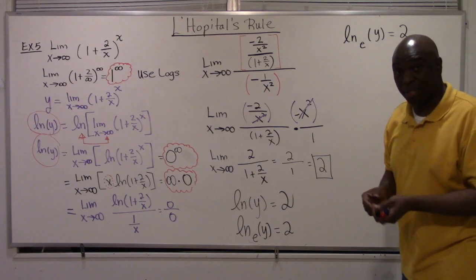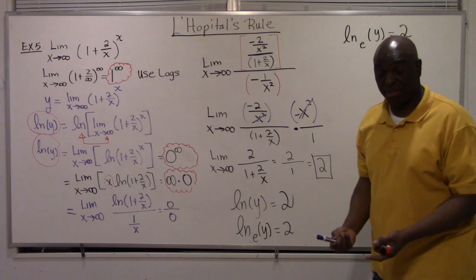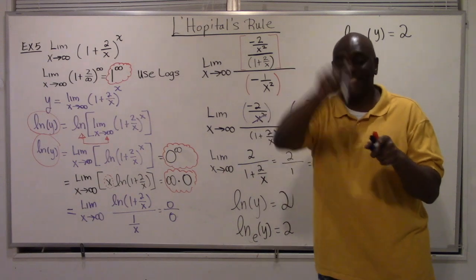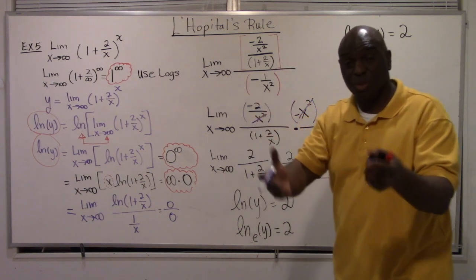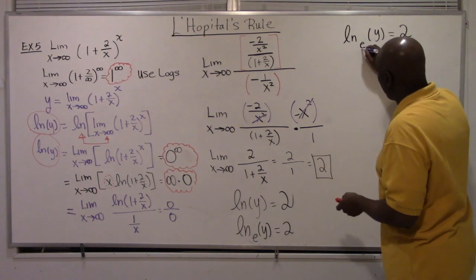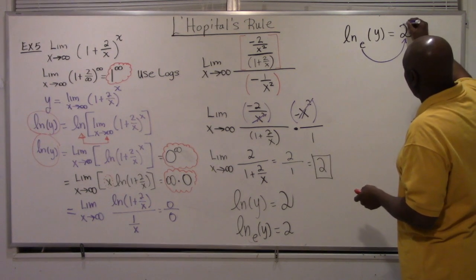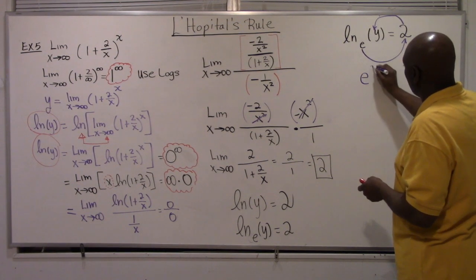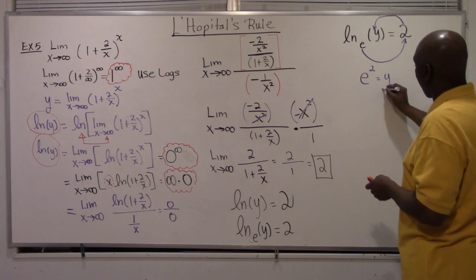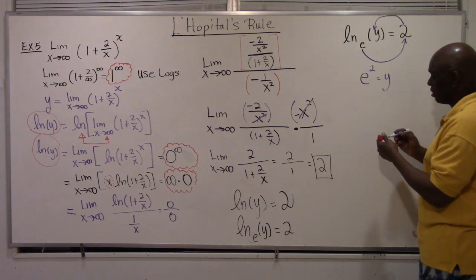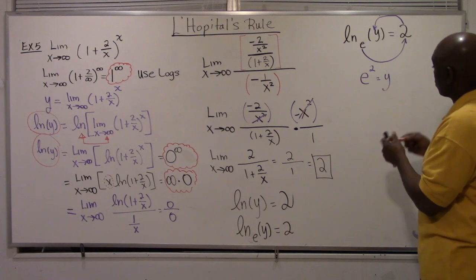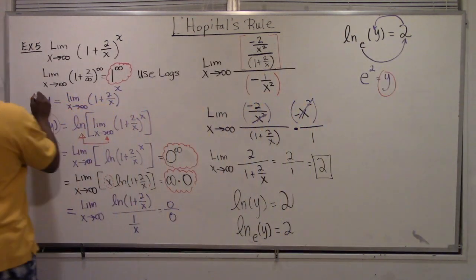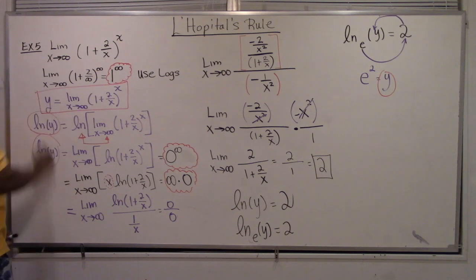I call this wheels on the bus. Just go around in a circle. Start from the base and go around, because the wheels on the bus go round and round. So start with the base, grab the power, and it equals the argument. So e to the power of 2 equals y. So that's what y is. Now let's put it all together, because y, ladies and gentlemen, is this expression right here.